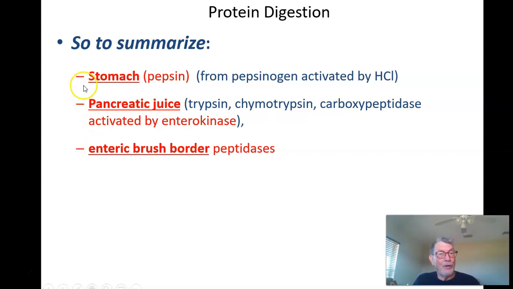So, to summarize: pepsin from the stomach, from pepsinogen activated by hydrochloric acid. Pancreatic juice brings in your proenzymes, which become trypsin, chymotrypsin, and carboxypeptidase after being activated by enterokinase. And then your enteric brush border peptidases break them down into individual amino acids mostly, but also 2s and 3s, which have their own transporter.